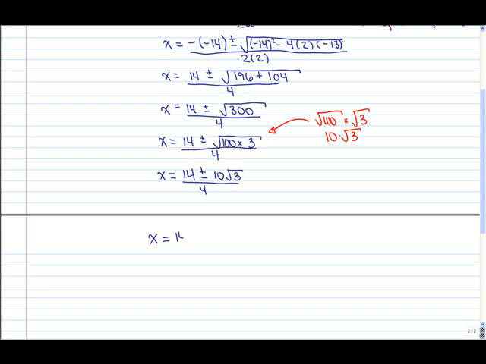The first one would be 14 minus 10 root 3 divided by 4, and the second value for x would be 14 plus 10 times root 3 all over 4.